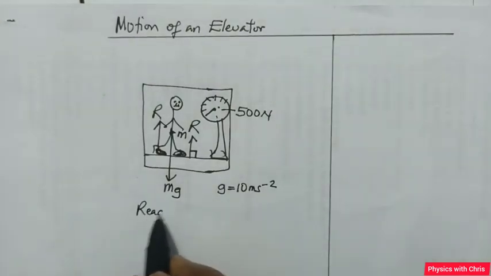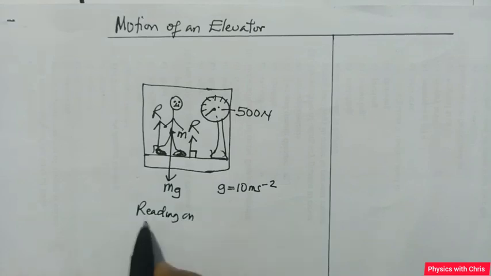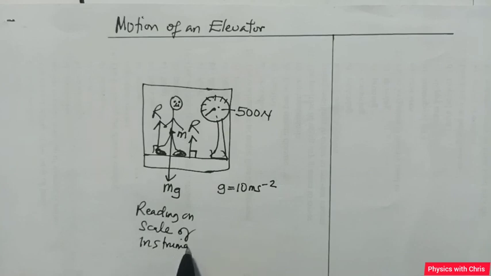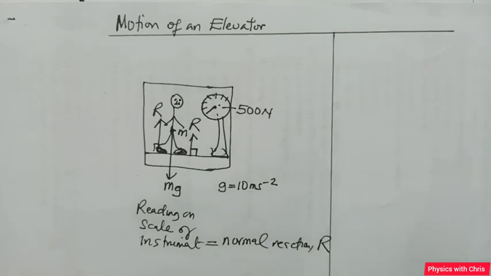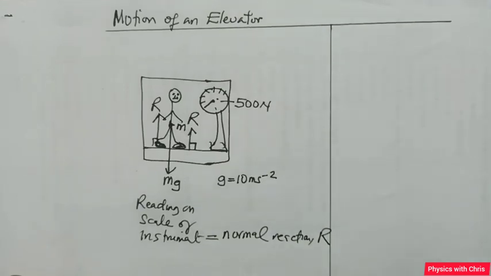The reading on the scale, or displayed on the instrument's display section, is equal to the normal reaction, the normal force R. So that is that in this situation.